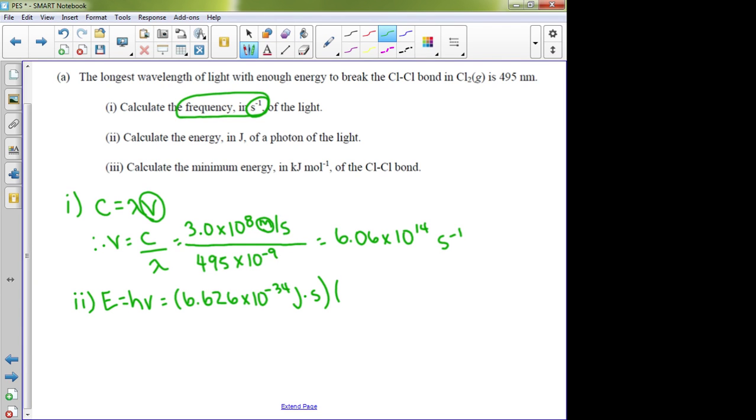Times the frequency. Do we have the frequency? Yeah, we just found it. It's 6.06 times 10 to the 14th seconds to the negative 1. So that means my seconds cancel. Now I'm left with joules, which is what they asked me to find it in, correct? Yes. So if I multiplied that out, I would get 4.02 times 10 to the negative 19 joules.